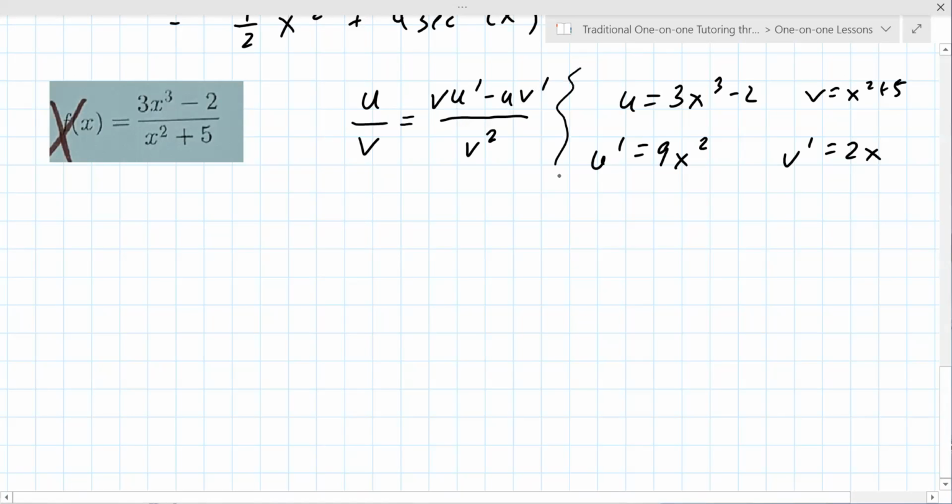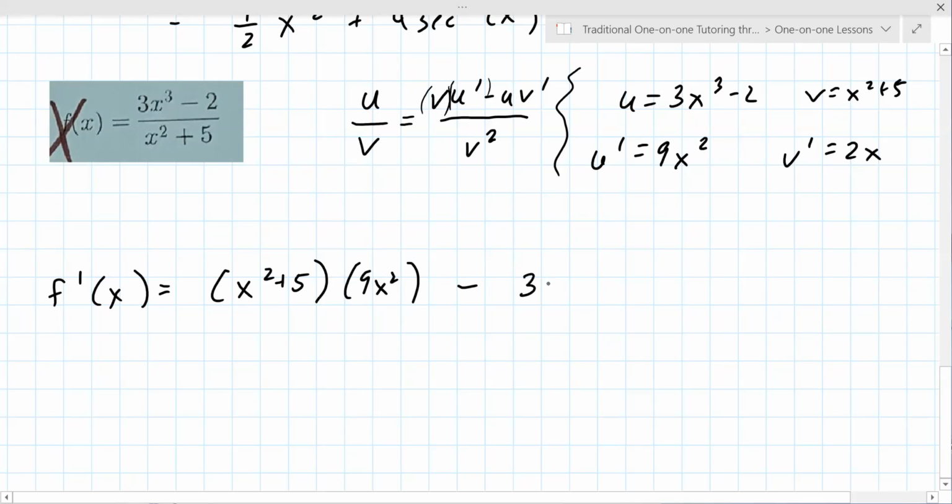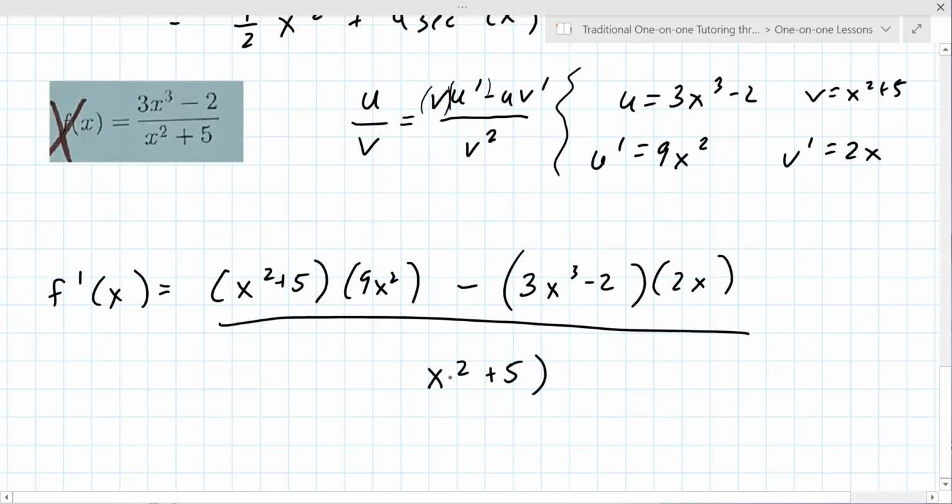If you don't write out everything we put on the right here, then you have to do it as you go. And that's okay. You probably are able to do that. It's just whatever you get comfortable with. So the bottom is x squared plus 5. The derivative of the top is 9x squared, minus, and I like to put things in parentheses to really separate them, that's v, that's u prime. So we have the top, 3x cubed minus 2, times the derivative of the bottom, which is 2x, over the bottom squared.